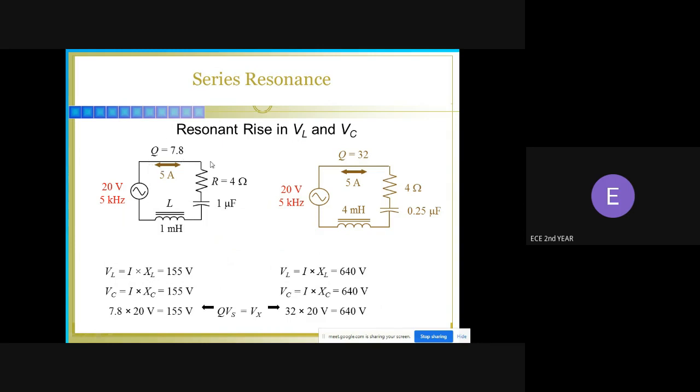Here Q, the quality factor, is equal to 7.8. So 7.8 times 20 gives us 155 volts. That is Q times Vs, the quality factor times the source voltage, which gives the same value. We can call Q the quality factor. In another case, the quality factor is 32, so VL equals I times XL, which is 640, and I times XC is the same value, 640. So 32 times 20 volts gives 640 volts. This is the quality factor, Q, in resonance circuits.